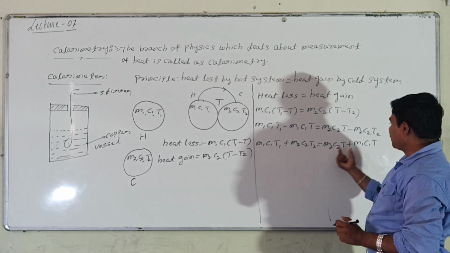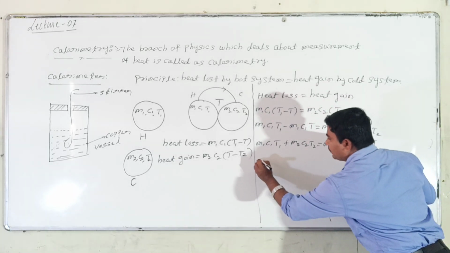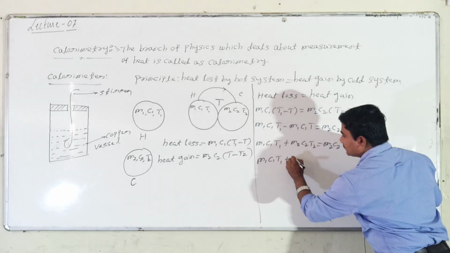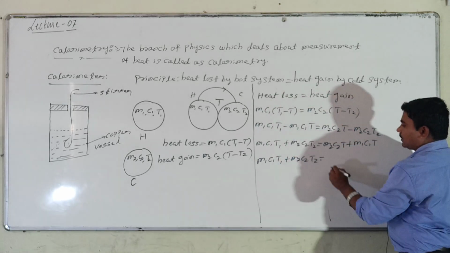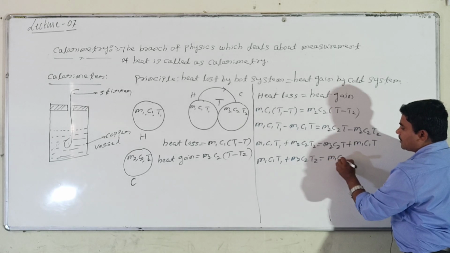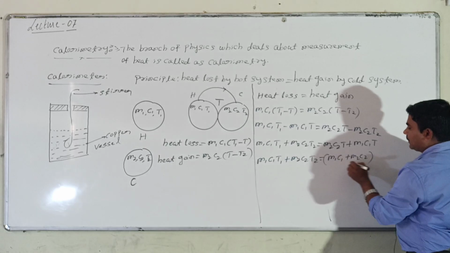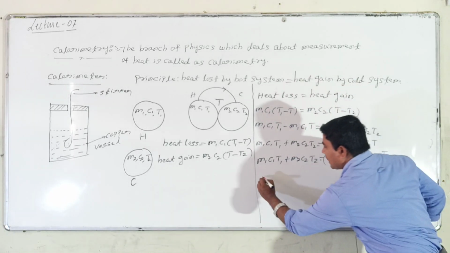Right. In this, what is common? T is common. Then how to do? M1 C1 T1 plus M2 C2 T2 equal to M1 C1 plus M2 C2 into bracket, how much? Capital T. Then what is capital T?